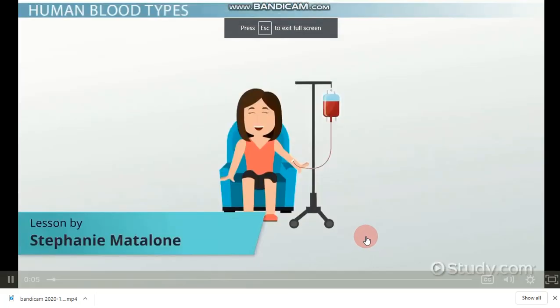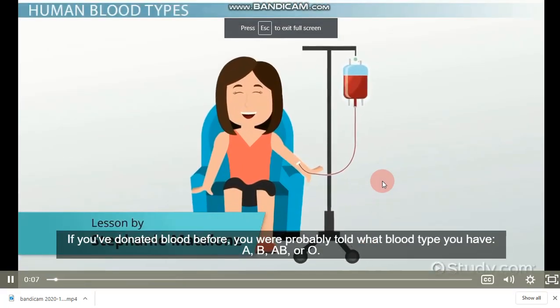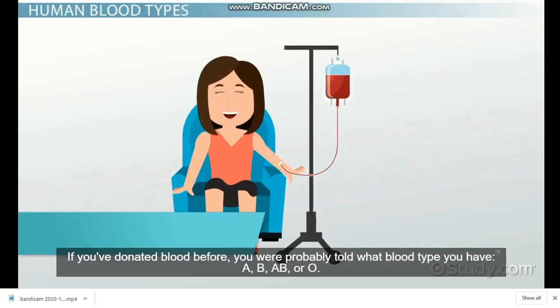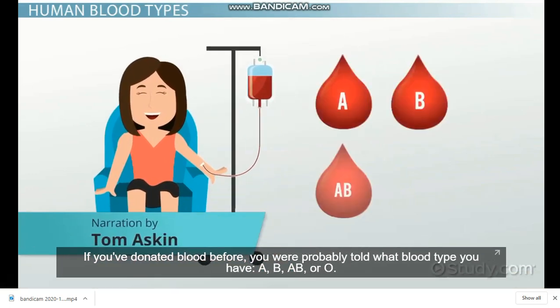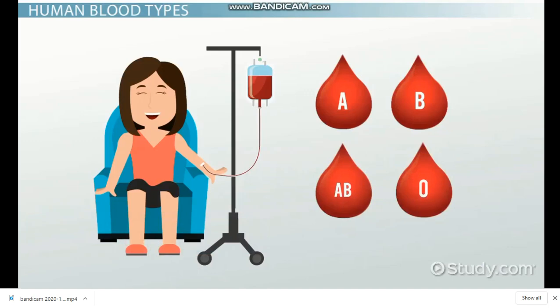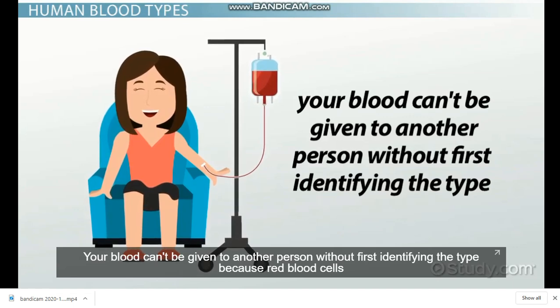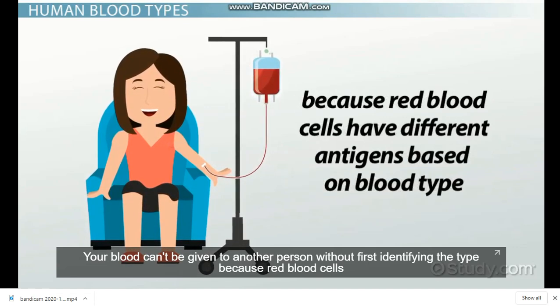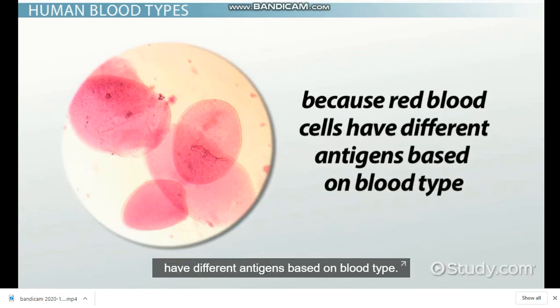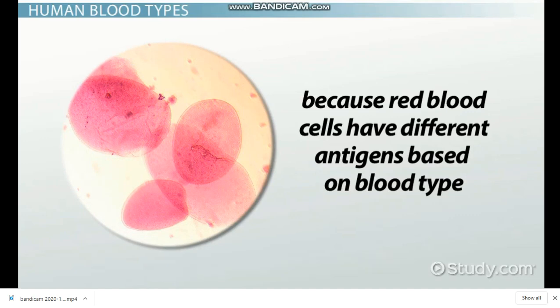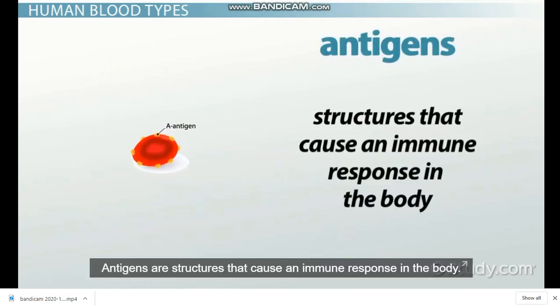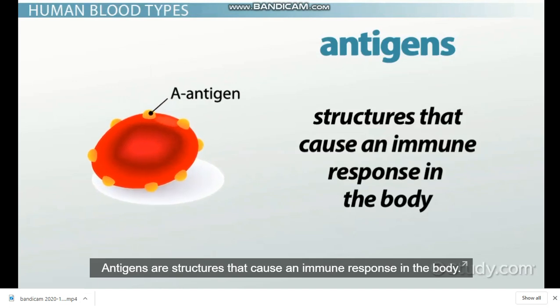If you've donated blood before, you were probably told what blood type you have: A, B, AB, or O. But why is this important? Your blood can't be given to another person without first identifying the type, because red blood cells have different antigens based on blood type. Antigens are structures that cause an immune response in the body.